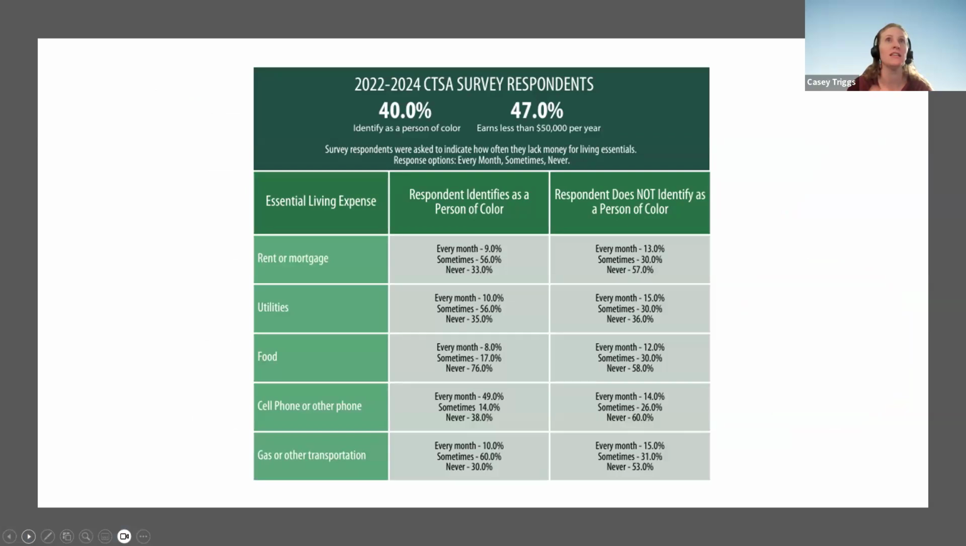This is just one more visual, and I would encourage y'all to take some time and look at it either on the slide deck or through the report. There was a survey that was sent out between 22 and 24, where respondents were asked to indicate how often they lack money for living essentials. The response options were every month, sometimes, and never. You can see here that those individuals who identified as persons of color had answers that were quite different than those respondents who did not identify as a person of color. All right, next slide, please.